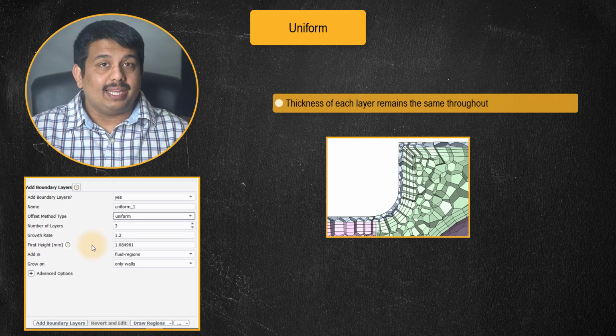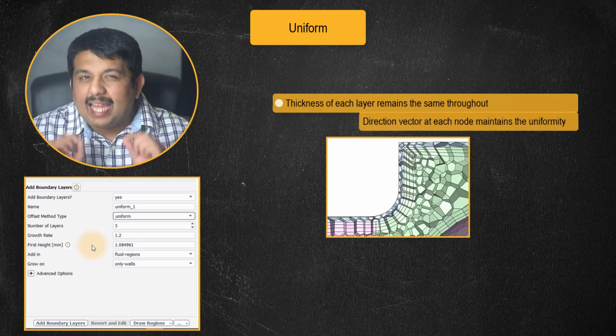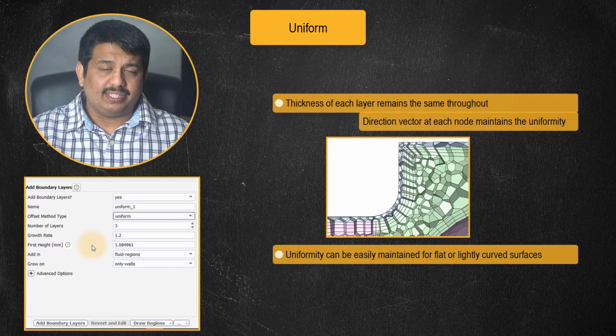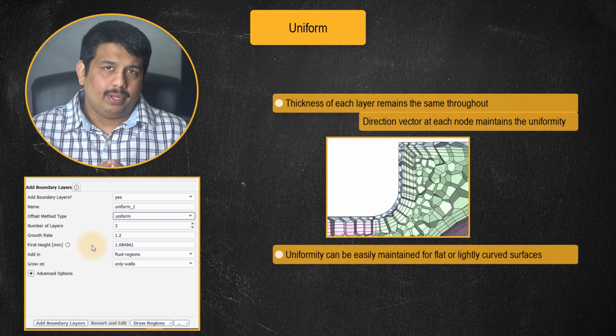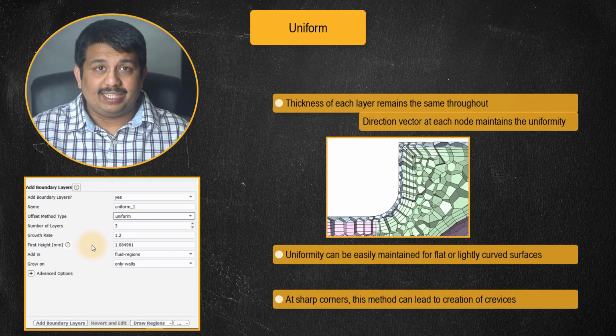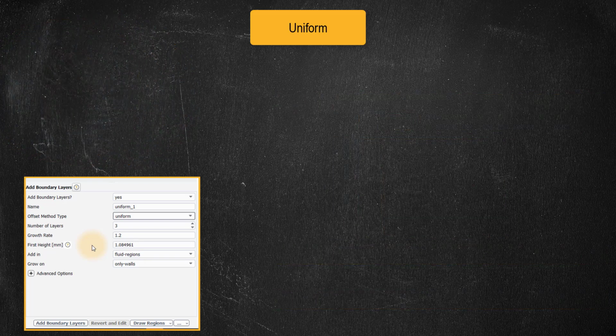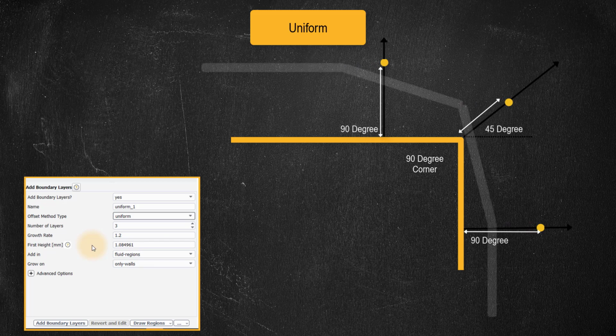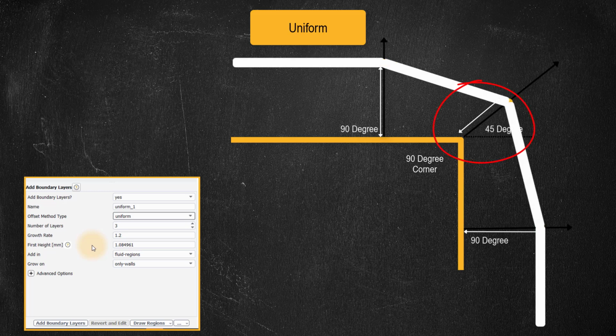A major factor that determines the boundary layer mesh uniformity in this method is the direction vector at each node. For flat surfaces or relatively lightly curved surfaces, a uniform thickness can be easily maintained. However, at sharp corners such as 90 degree bends, this method can lead to the creation of crevices. This is because the direction vector at a 90 degree corner will be at a 45 degree angle, while the vectors at the adjacent nodes will be slightly more orthogonal to their faces. Since the distance is calculated along the vector, even though the absolute value is the same, a pinching effect that appears to reduce the layer thickness at corners is noticed.